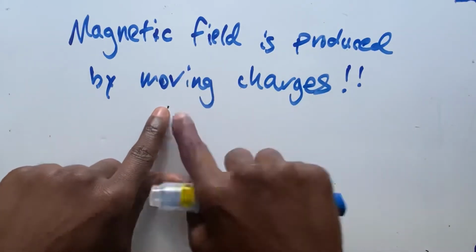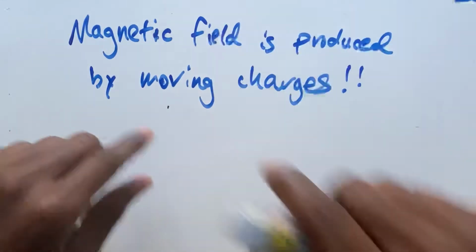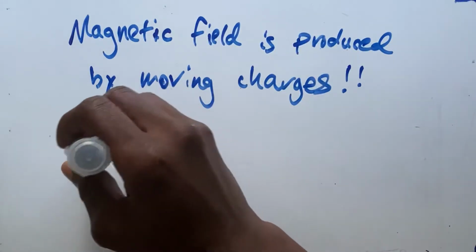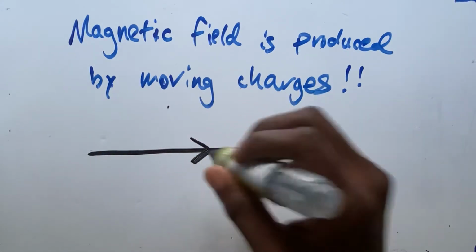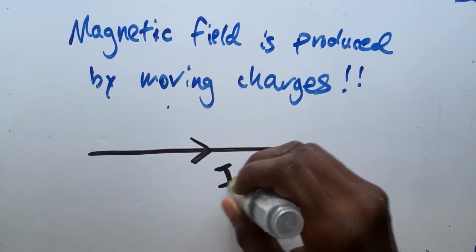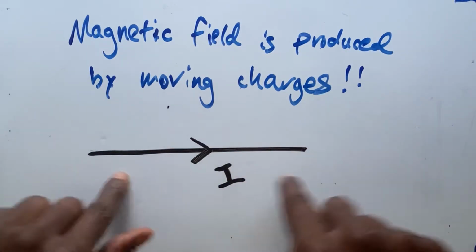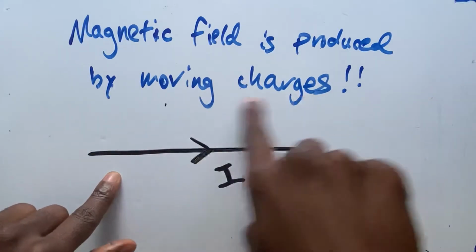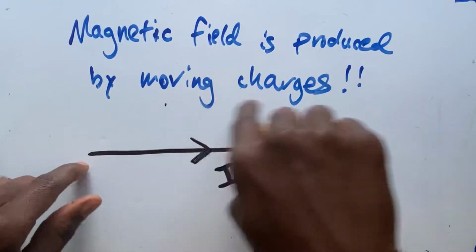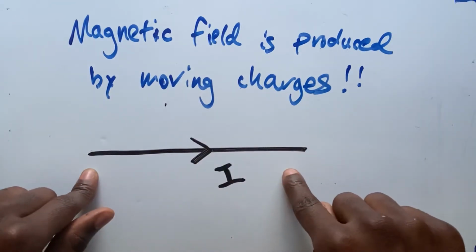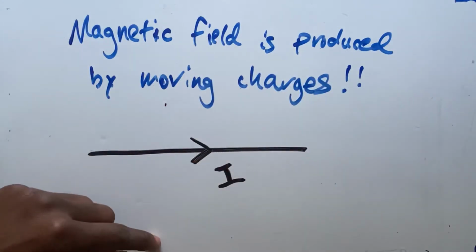So what is a moving charge? Well, a moving charge is basically a current, right? So let's say I have a wire like this, and this wire has a current going in that direction. Remember, we use I for current. Inside of this wire, there are moving charges. So if there are moving charges in this wire, then this wire must be producing a magnetic field.